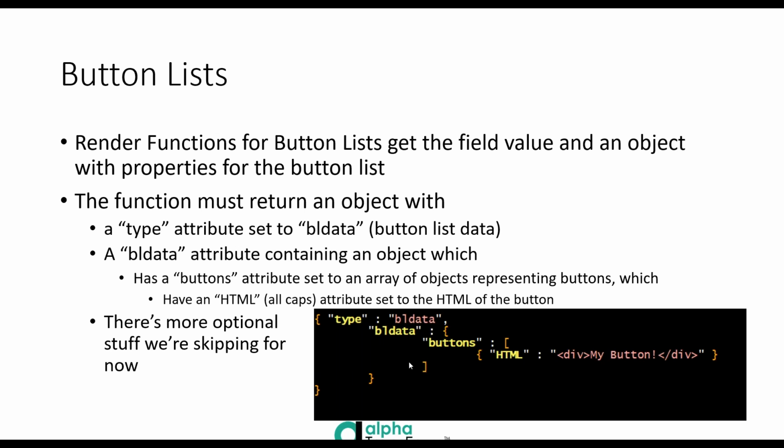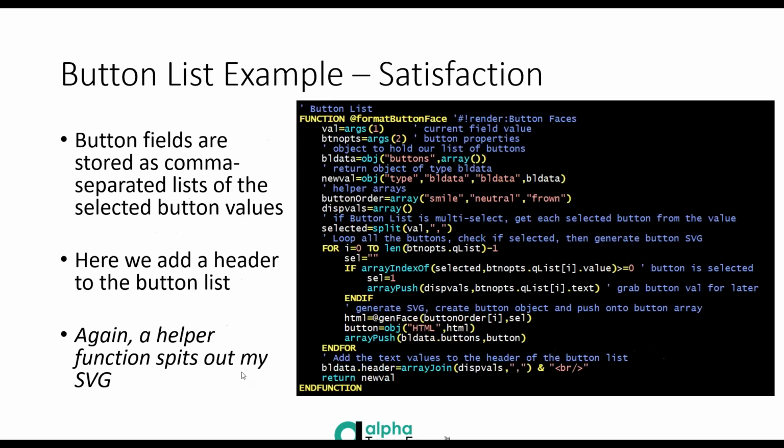So essentially what we do is, to render our button list, we make HTML of some sort for each button we want to show, and then add that to this array, and then it will display it however we want, which means we can make our own buttons. So in this example, we're going to do satisfaction. So this is like, am I happy, neutral, or unhappy about this?